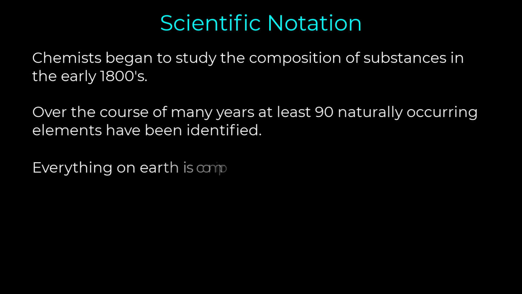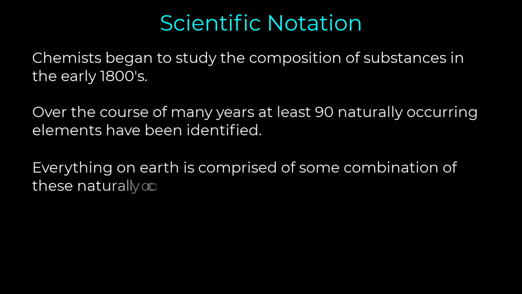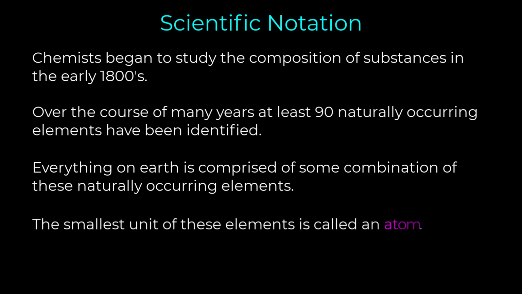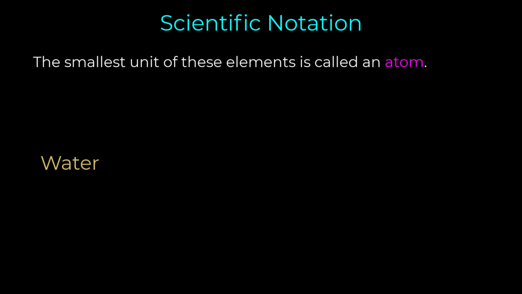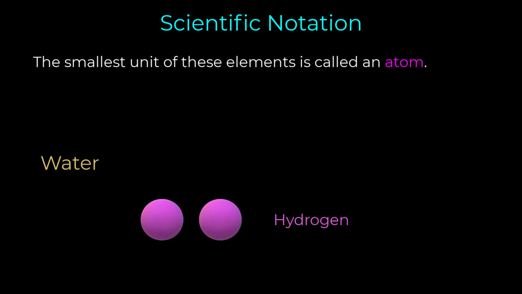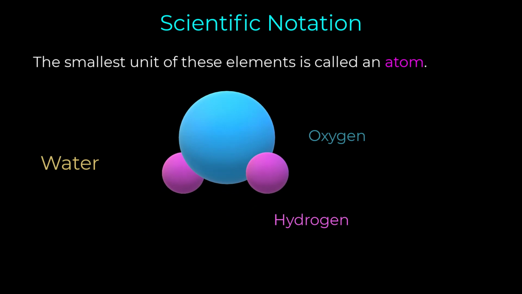Everything on Earth is comprised of some combination of these naturally occurring elements. The smallest unit of these elements is called an atom. Each molecule of water, for instance, is composed of 2 atoms of hydrogen for each atom of oxygen. It is the familiar H2O.